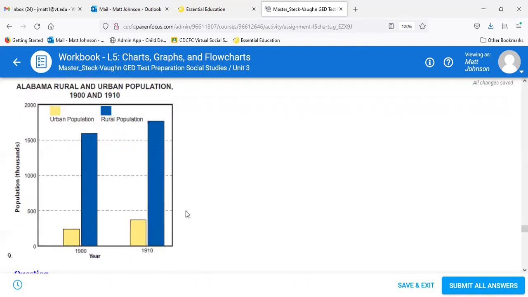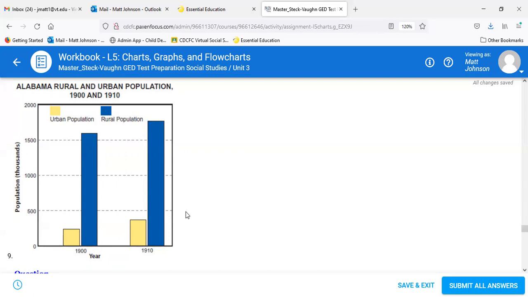Okay, yeah, new bar graph here. Alabama rural and urban population, 1900 and 1910. In our cream colored yellow box, it's the urban population of Alabama from around 1900, and then again in 1910. And of course, the population in blue is the rural population. The urban population is the people that are living in cities, whereas the blue population are those that are living on farms or maybe small farm towns and things like that.